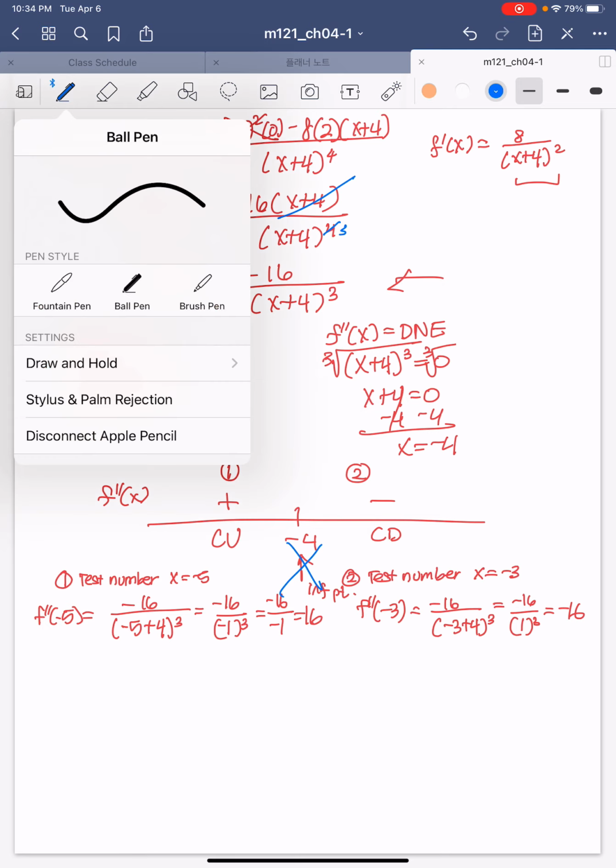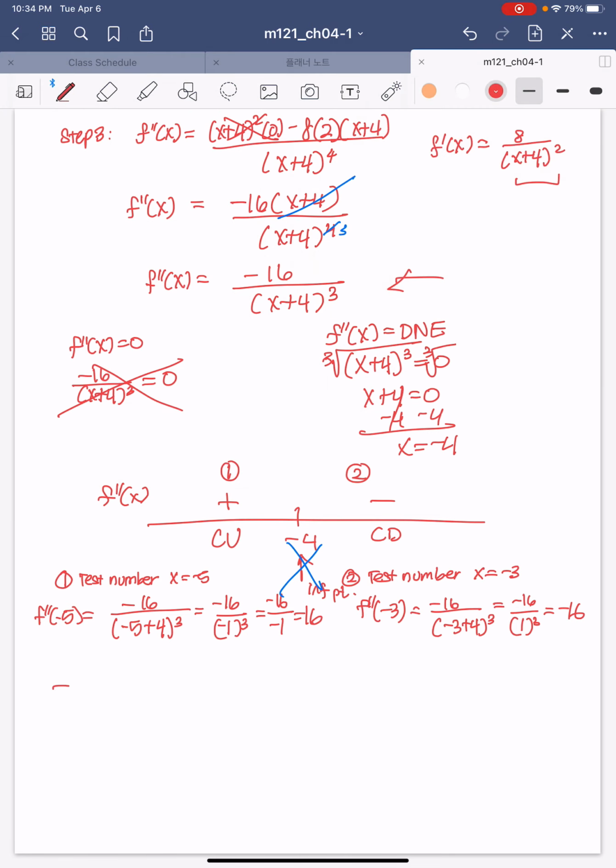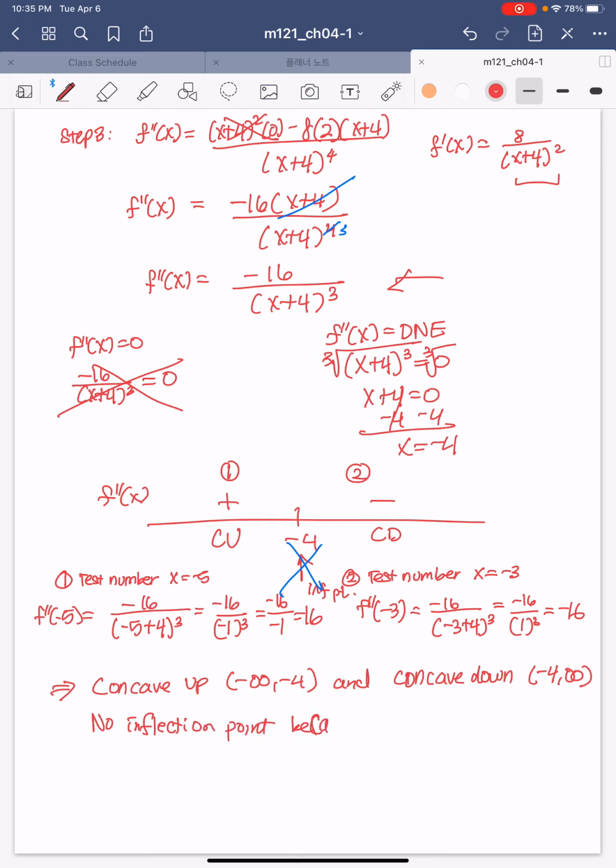So let's write a comment. So here, concave up, where negative infinity to negative 4, and concave down, we have negative 4 to infinity, and then no inflection point because x equal negative 4 is undefined. Okay.